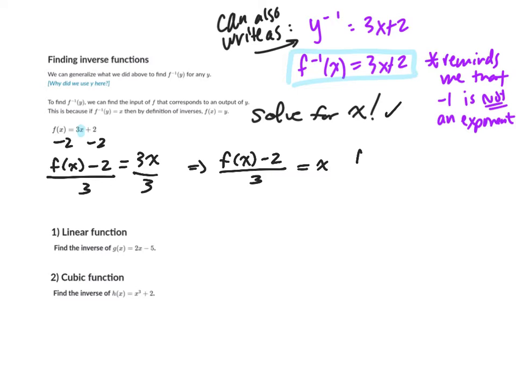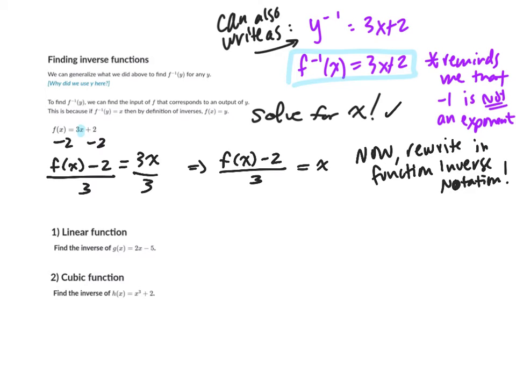But it doesn't look like an inverse, so I need the notation. So I'm going to say now, rewrite in function inverse notation, I guess. I don't know what else to call that. Here's what I do. I literally draw an arrow. And I say this equals. I'm going to use blue.